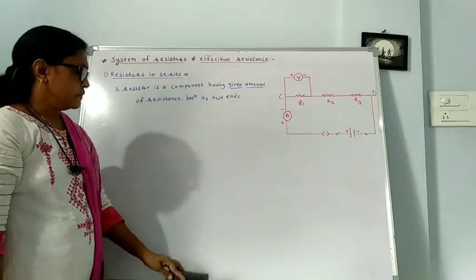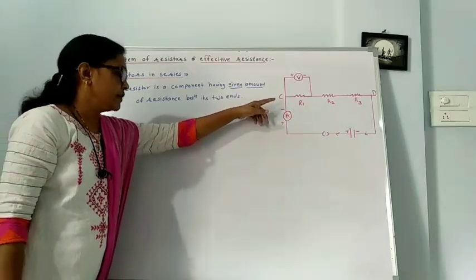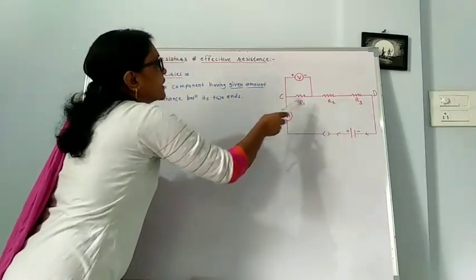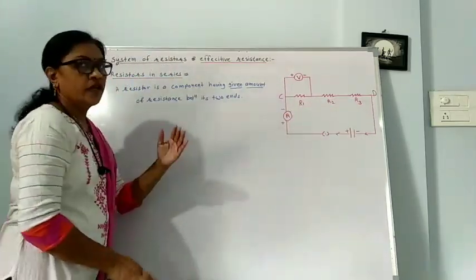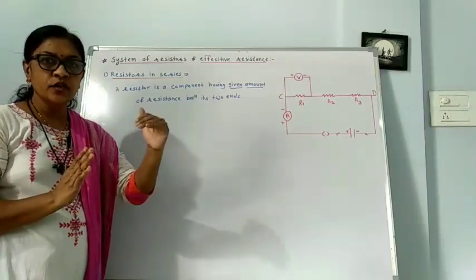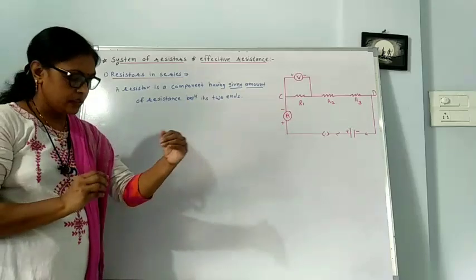So what is meant by series? Series arrangement. Just as shown in the figure, R1, R2 and R3 are connected in a single line. म्हणजे one by one. When two or more resistors are connected to each other one by one in series.